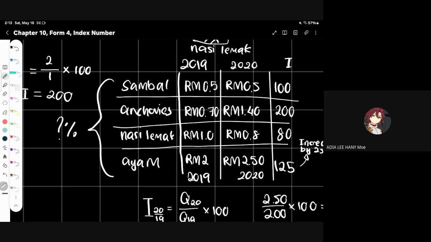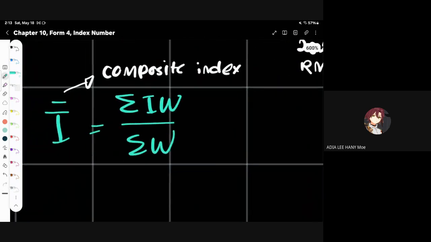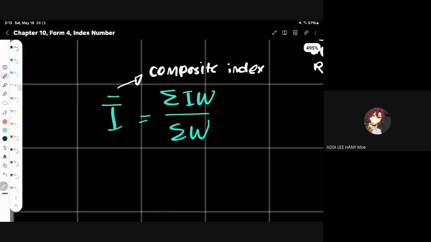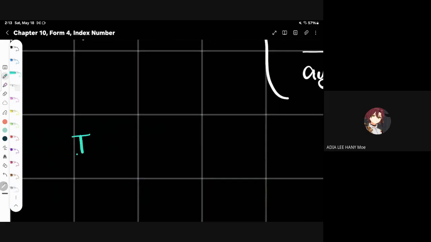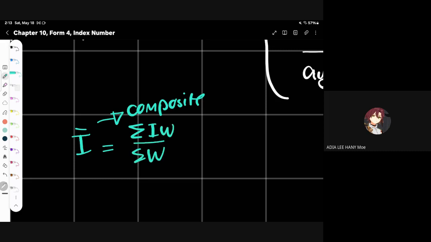But what if they ask how much all of this increased or decreased by? That is the meaning of this formula here. So let me explain the formula. I dash is composite. Always remember composite. The I dash formula is equal to the sum of I times W over the sum of W.